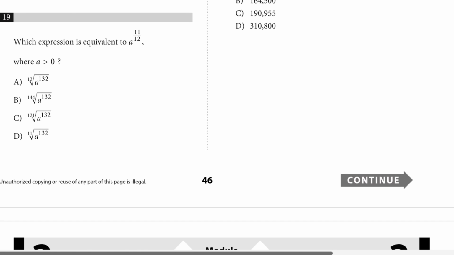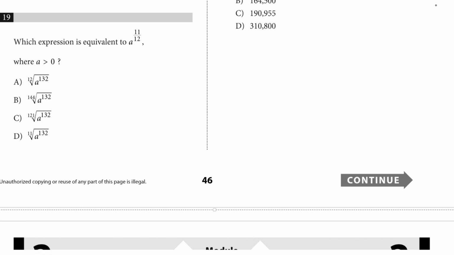Number 19. Which expression is equivalent to a to the power of 11 over 12, where a is greater than 0? Whenever we have a fraction as our exponent, the numerator of the fraction becomes the exponent of our variable, and the denominator of the fraction becomes the root or the radical. So we should be looking for the 12th root of a to the power of 11. If you look at the answer choices, this is not one of the possibilities.